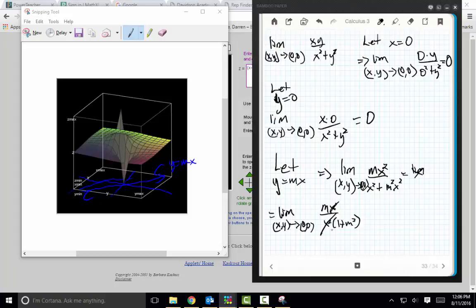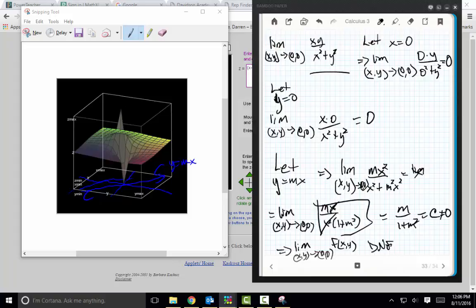I have no y's, I have no x's. As far as this limit is concerned, this is just one big constant, which is m over 1 plus m squared. Well, we can't let m be 0, because if I let m be 0, then y equals 0, and we've already tested that. This is a constant, and it's not equal to 0, which implies the limit as (x, y) goes to (0, 0) of f of x, y does not exist, which our intuition probably should tell us. All right, now we got limits.